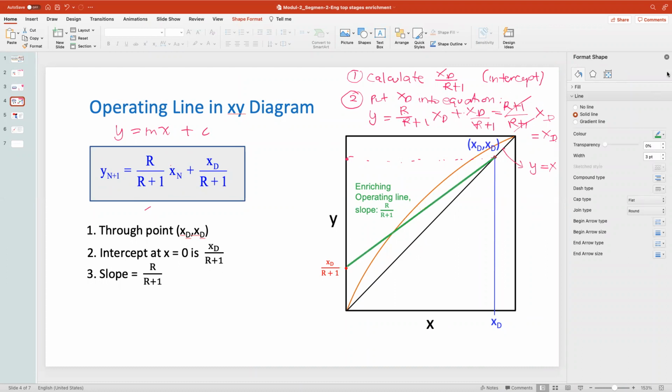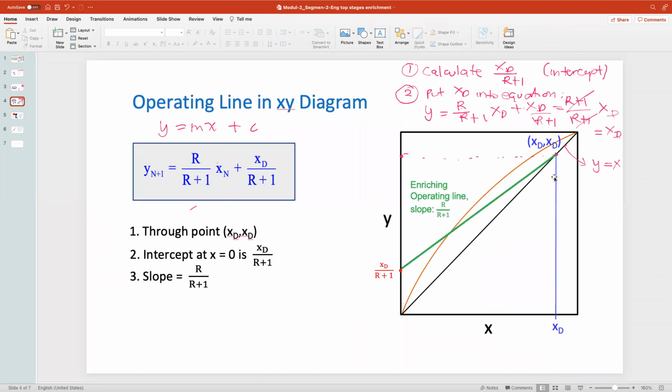Okay, looks like that. So that means you have the line. You have the operating line, the enriching line, the equilibrium curve and also the operating line. So that's why the operating line goes through point xd, xd here. It is the explanation. And the intercept at x equal to 0 is xd divided by r plus 1, and then we can draw it. And the slope is r divided by r plus 1. So that is the construction.